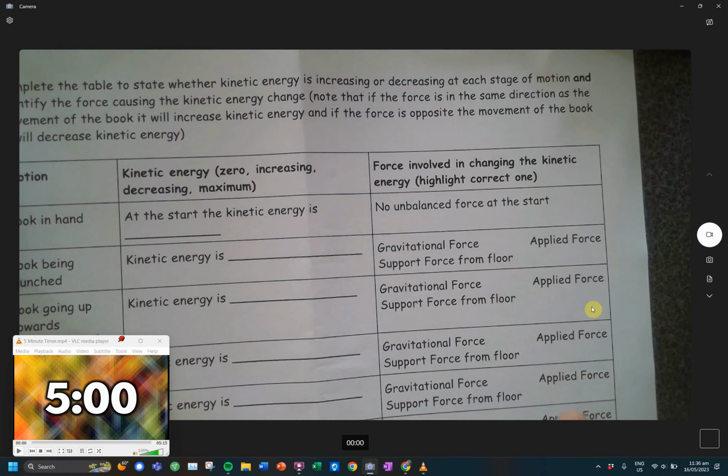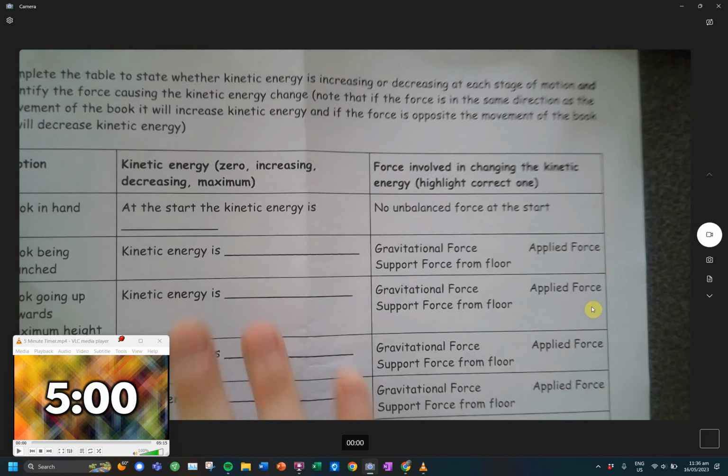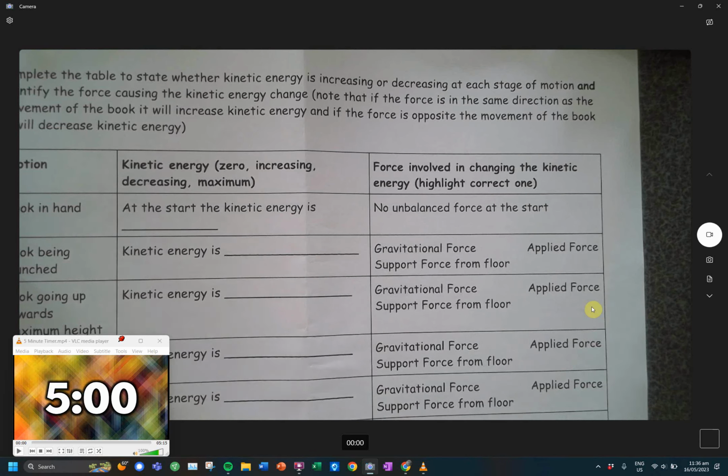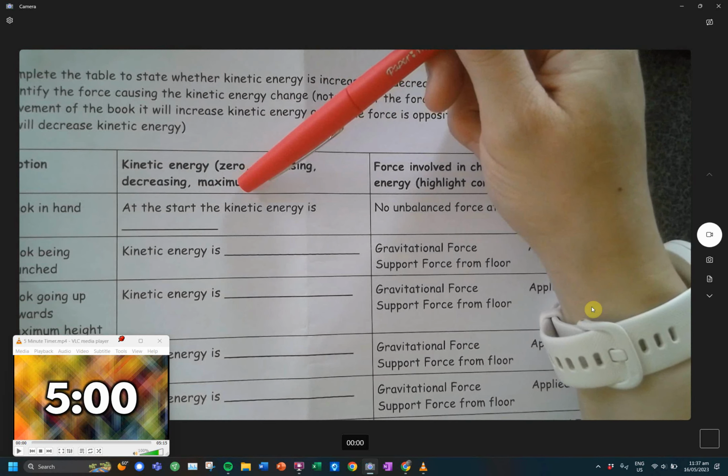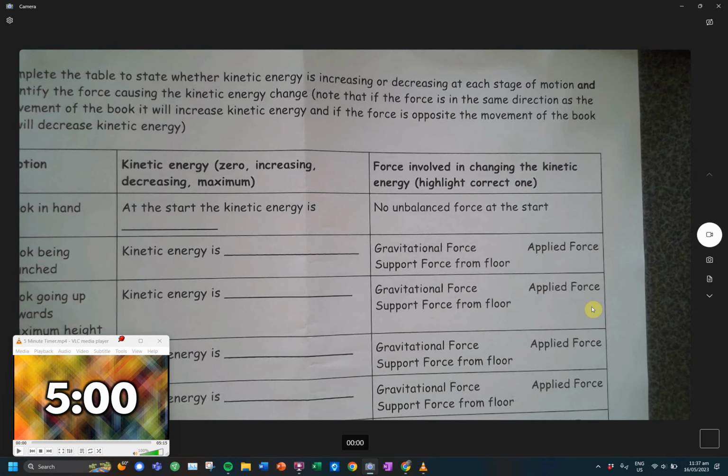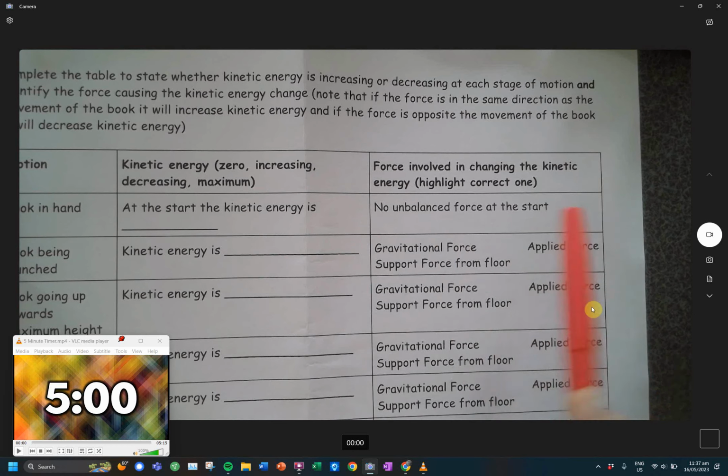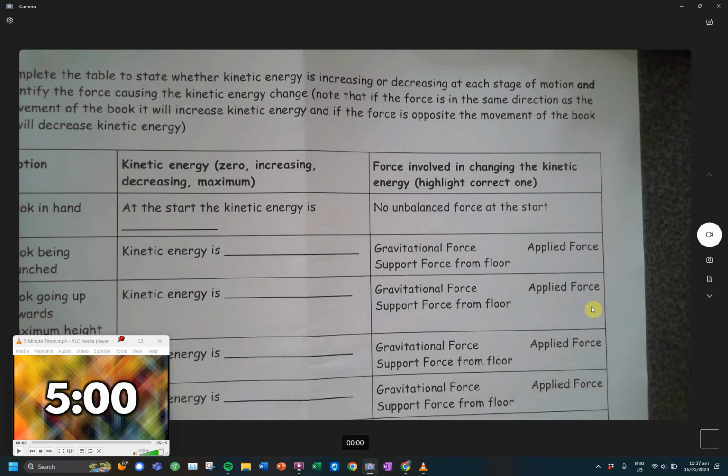So the first step is to identify how the kinetic energy is changing and also what force is involved in that change. In this column, I want you guys to state if the kinetic energy is zero, increasing, decreasing, or at the maximum amount. When we're talking about kinetic energy, we're talking about the energy of motion, so thinking about how fast it is going. And then you are circling which force is the one causing that change in kinetic energy. I'll do maybe the first two as an example, and you guys can then do the rest.